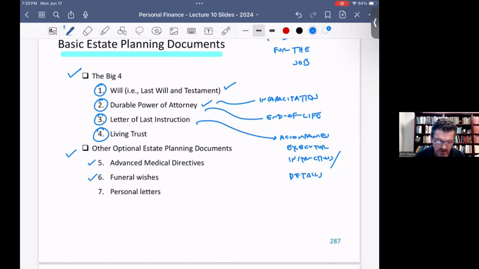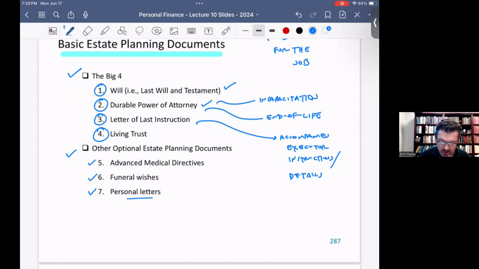And then a very common thing that people do are personal letters. Lots of people will write letters while they're alive to the people that they want to say a final goodbye to. People you love, people you admire, and just let them know what they've meant to you.